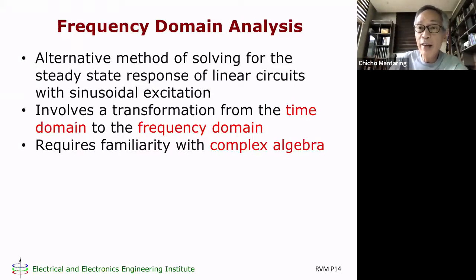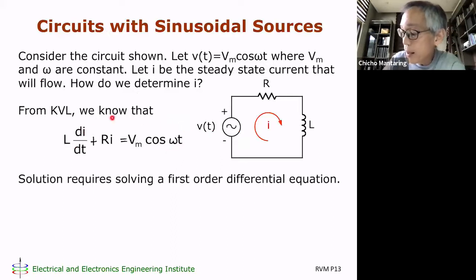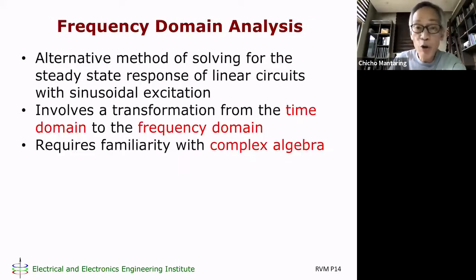It's going to require a transformation. That transformation is from the time domain to the frequency domain, because this is what we call a time domain expression. You have here the variable t. We're going to transform the circuit to what we call the frequency domain. Unfortunately, when we do that, you're going to have to deal with complex numbers. So you're going to have to review your complex algebra.